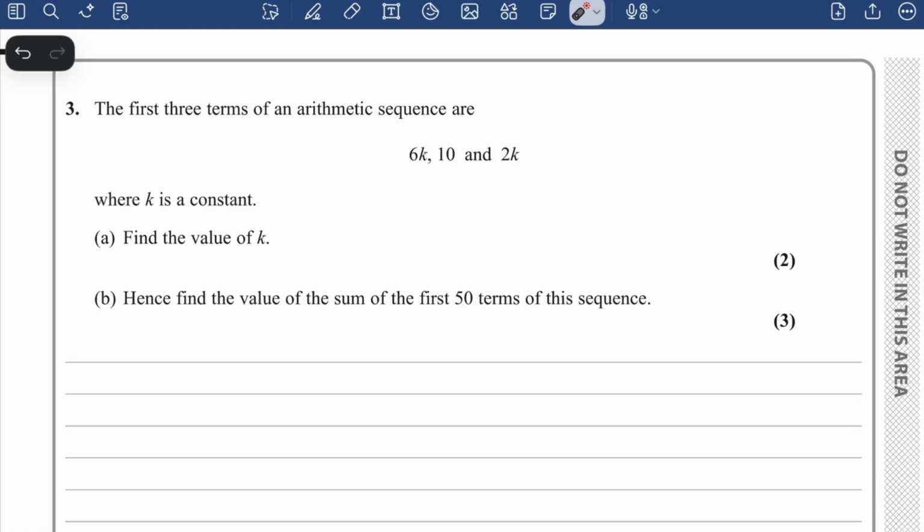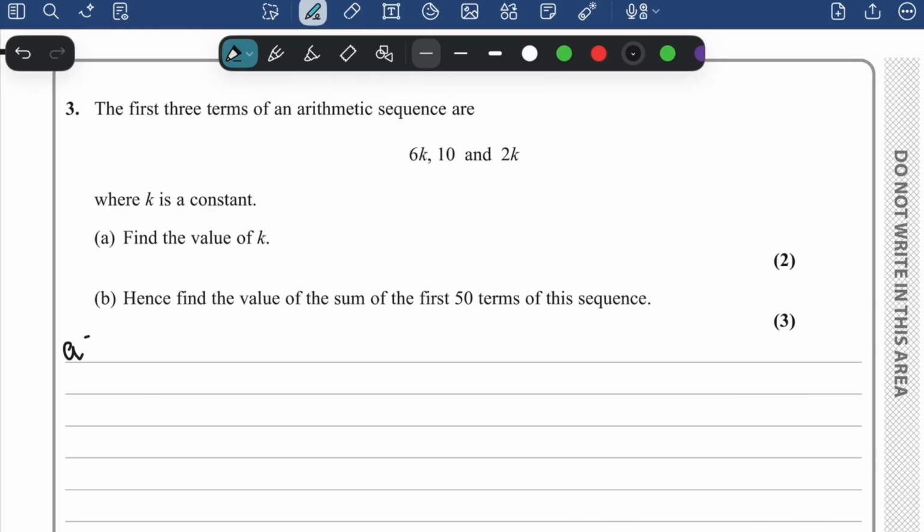Okay, so question 3 says the first 3 terms of an arithmetic sequence are 6k, 10, and 2k. K is a constant, find the value of k. And then also find the value of the sum of the first 50 terms, right? So let's just tackle part A first, right? What do we know about this arithmetic sequence here?